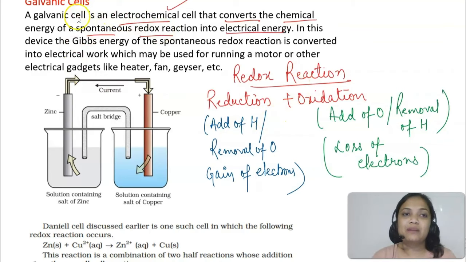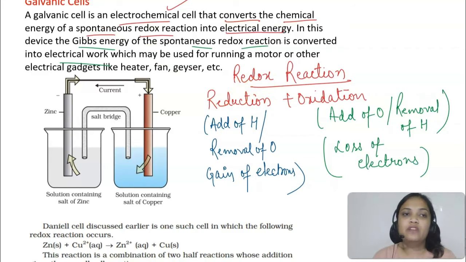So what happens in this electrochemical cell is that whatever chemical energy we are getting from this spontaneous redox reaction happening inside the cell is being converted to electrical energy. Okay, so the Gibbs energy, we'll study what Gibbs energy is. Gibbs energy of the spontaneous redox reaction is converted to electrical work. So that electrical work can be used for running a motor or other electrical gadgets like heater, fan, geyser, etc.